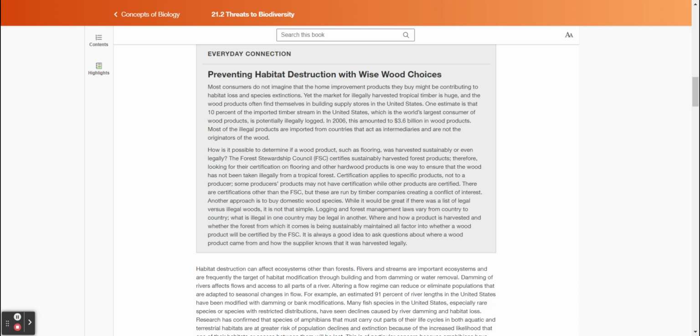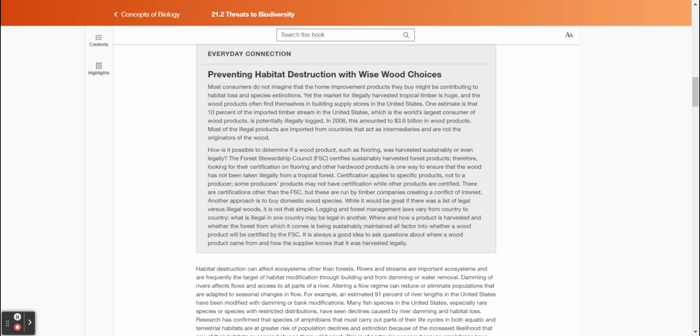One estimate is that 10% of the imported timber stream in the United States, which is the world's largest consumer of wood products, is potentially illegally logged. In 2006, this amounted to $3.6 billion in wood products. Most of the illegal products are imported from countries that act as intermediaries and are not the originators of the wood. How is it possible to determine if a wood product, such as flooring, was harvested sustainably or even legally?